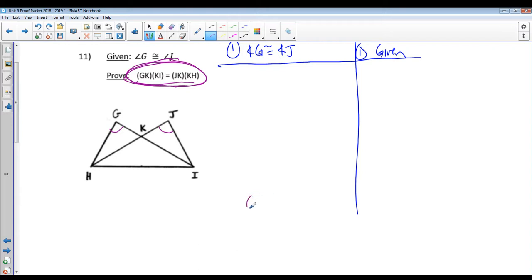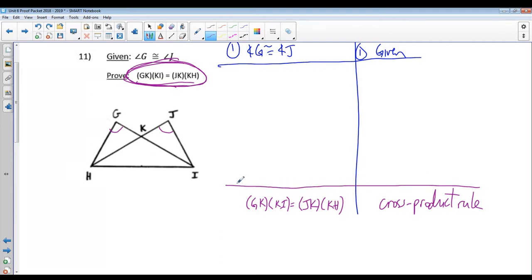So I'm going to start at the bottom here. I know my last step is going to have to be multiplying GK times KI and JK times KH. I know that has to be my last step. And that last step is when we do our cross product, our cross multiply. So I don't really need to do anything with the proof yet. I know that that has to be my last step. That's my answer. They gave us the answer.